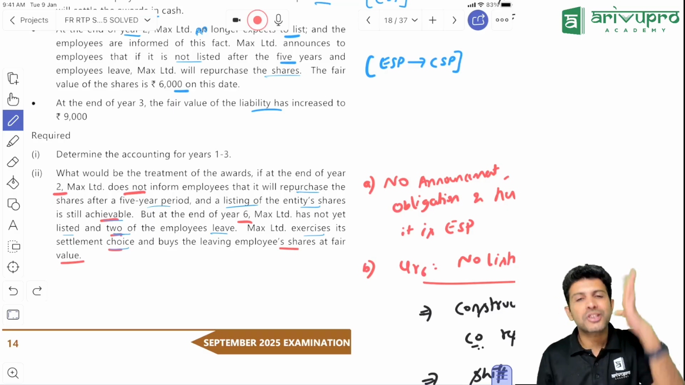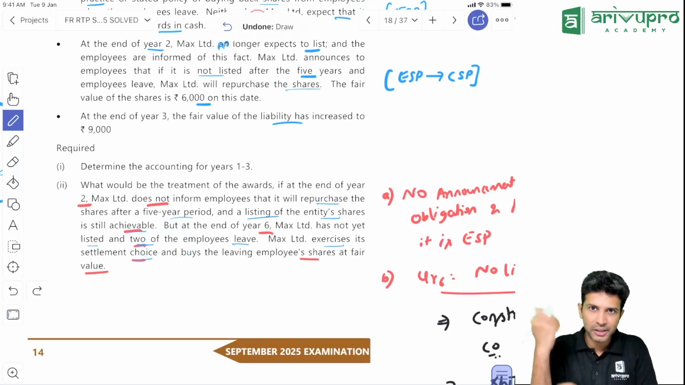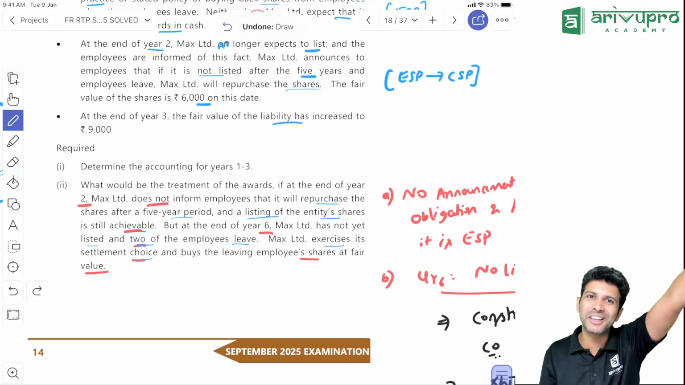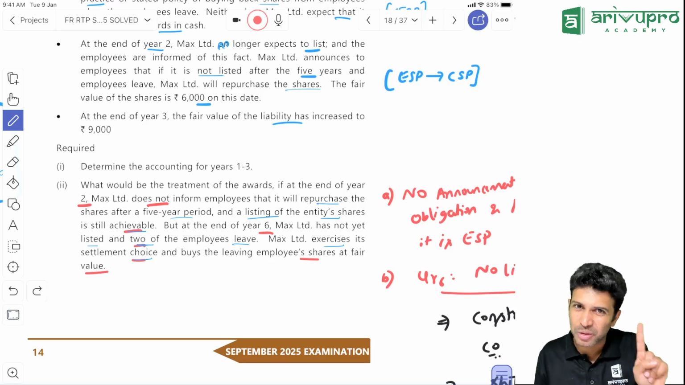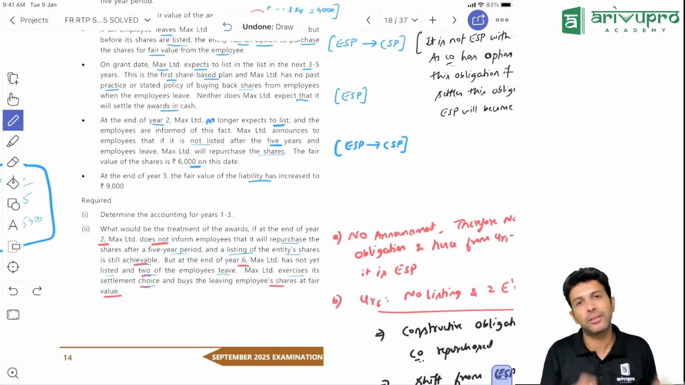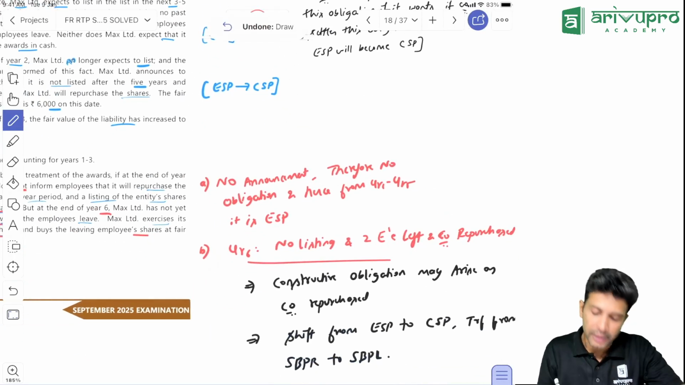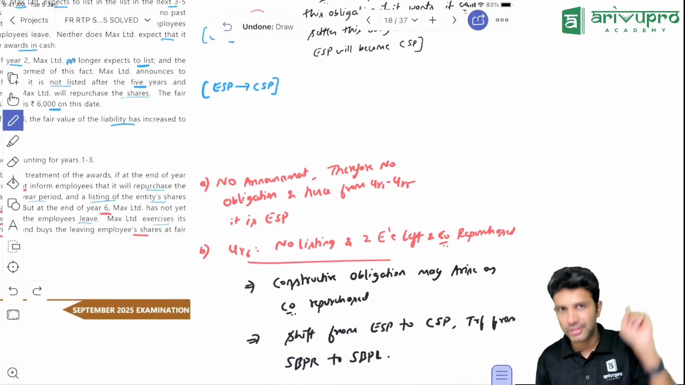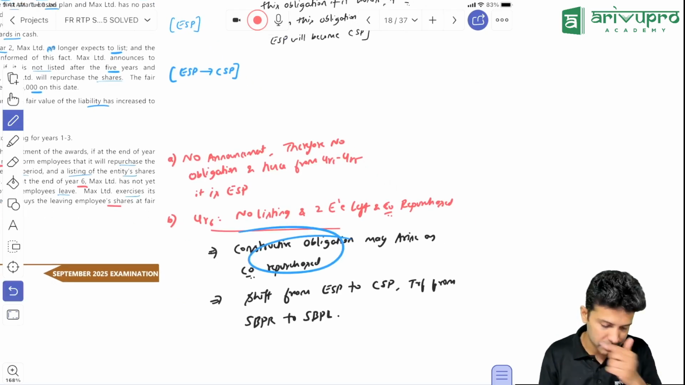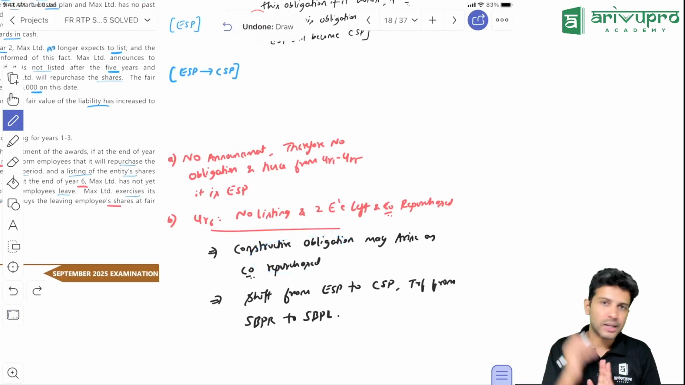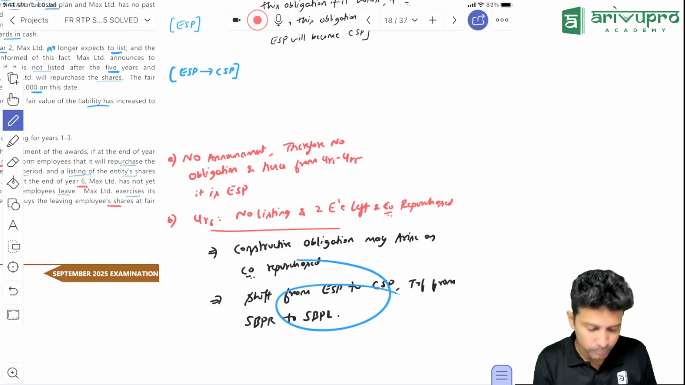Now, people, a constructive obligation will arise. Why? Sir, if the company repurchased two employees' shares, what will the other employees think? Now, if I quit, my shares also might get repurchased. Yes or no? So, in this scenario, okay, for the first 5 years, obligation has not arisen. So, you will account it as an equity settled plan. But in the 6th year, since two employees left and the company repurchased those two employees' shares, a constructive obligation may arise. Okay, once a constructive obligation has arisen, a liability is there.